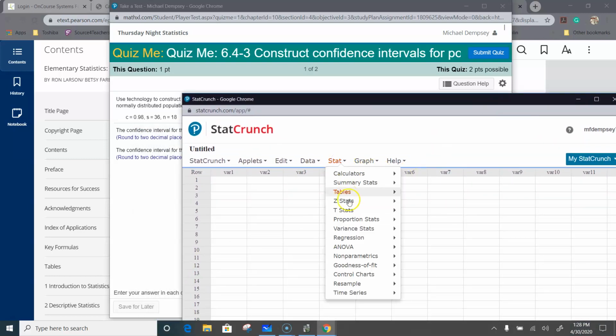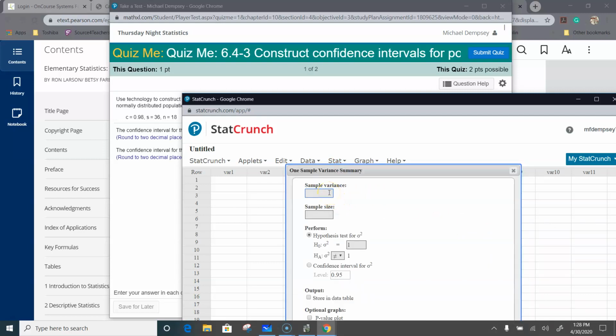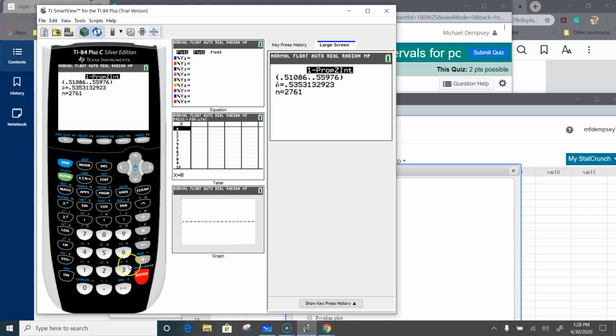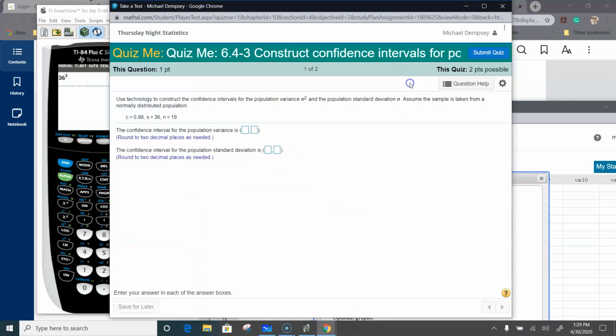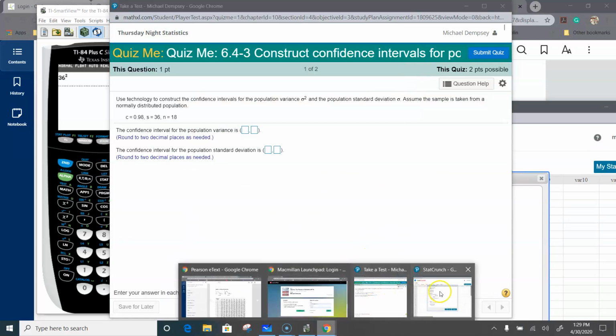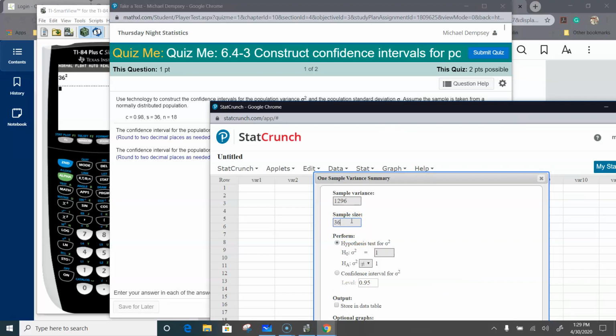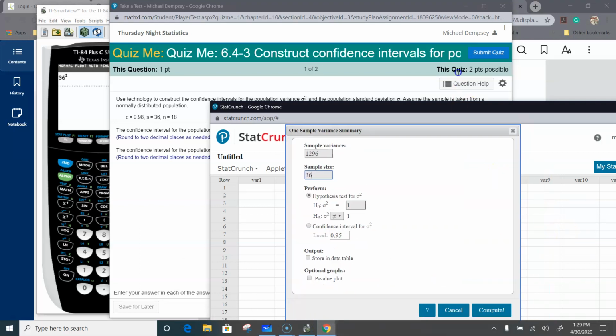So if I go to Stat and Variance Statistics, this is one sample, and it's with summary statistics, not with the data. Okay? So I don't have the sample variance. I have the sample standard deviation. So I have to take that 36 that they're giving me and square it. So the sample variance is 1296. The sample size, they gave me that outright, was 36. And hypothesis test is for the next chapter. We'll do the confidence interval and just check what level they wanted. 98.